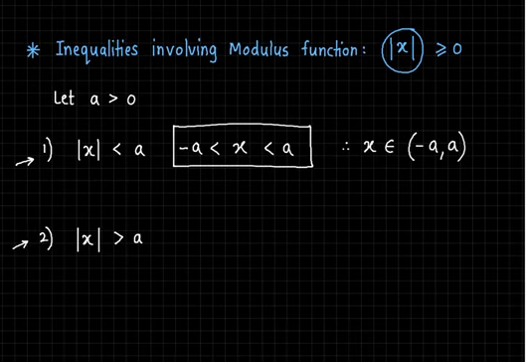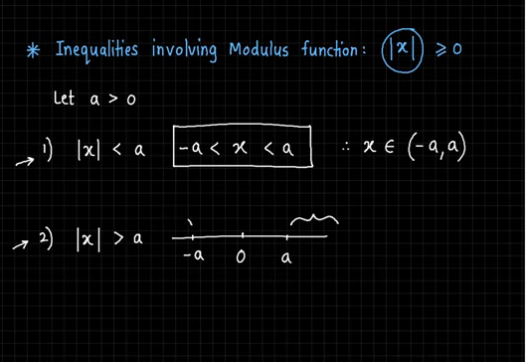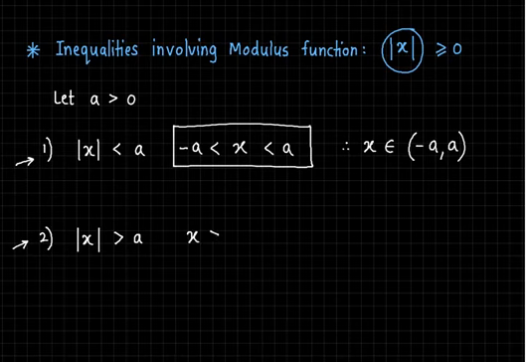Now in case of the second possibility, that is if mod of x is greater than a, once again imagine what it means. It means that the distance of x from 0 has to be greater than a. That means it must lie either beyond a or before minus a, isn't it? Because only in that case the absolute value will be greater than a. So here also, as a solution, we say that either x is greater than a or x is less than minus a.